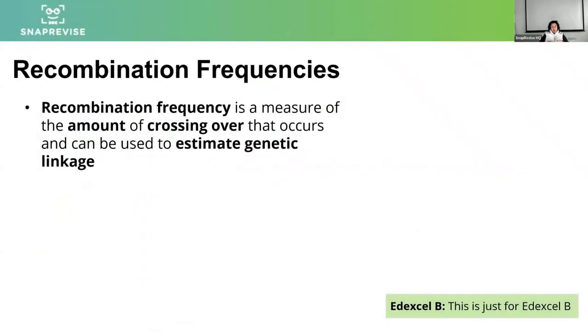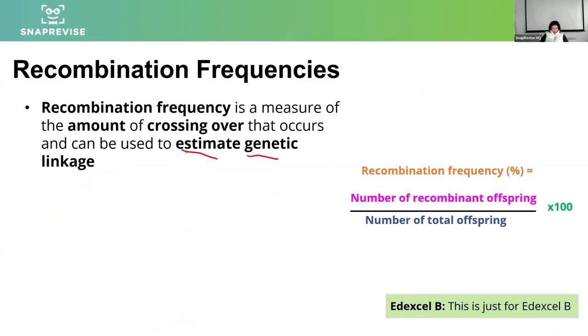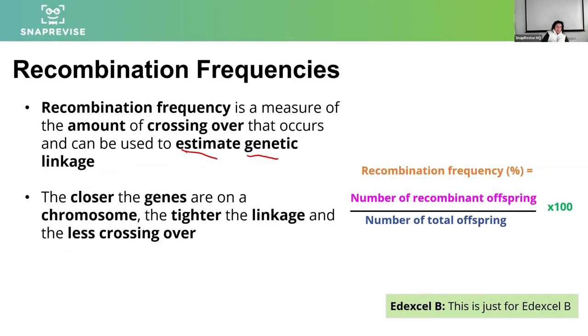To draw some conclusions about genetic linkage, to estimate genetic linkage. This is based on a simple logic, which is that the closer two genes are on a chromosome, the less likely it is that they're going to be separated by crossing over, right?